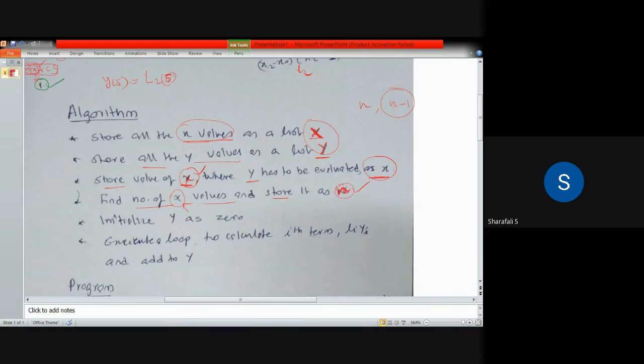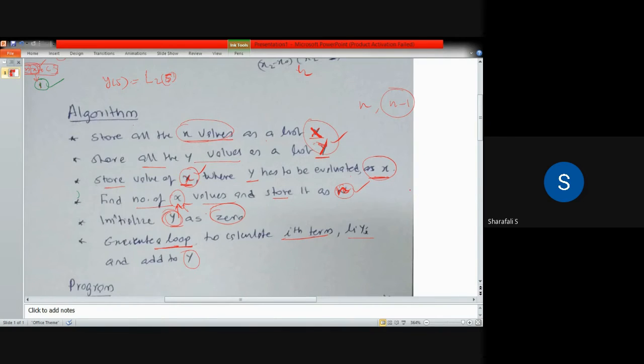Then we have to initialize y as 0 because we do not have any y value now. This y is not this list. This is capital Y. This one is small y, and this y is the value of y corresponding to this x value. Let us consider initializing that as 0. Then execute a loop to calculate the ith term Li yi and add that term into y.